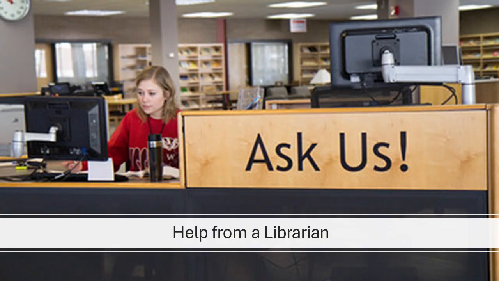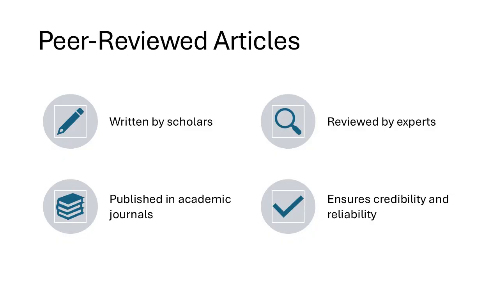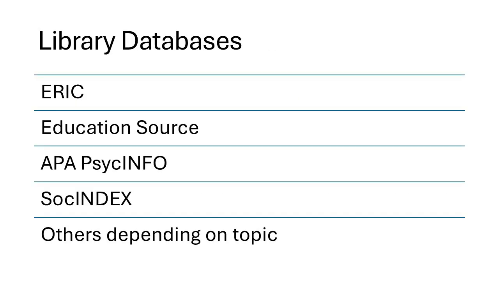Now let's get started. Let's first review what a peer-reviewed article is and why it's considered highly credible. When a scholar writes an article, such as a case or experimental study, they submit it to a journal for publication. To see if it meets the journal's standards, it is reviewed by experts in the field for originality, accuracy, and other qualities. The best place to look for these articles are library databases.